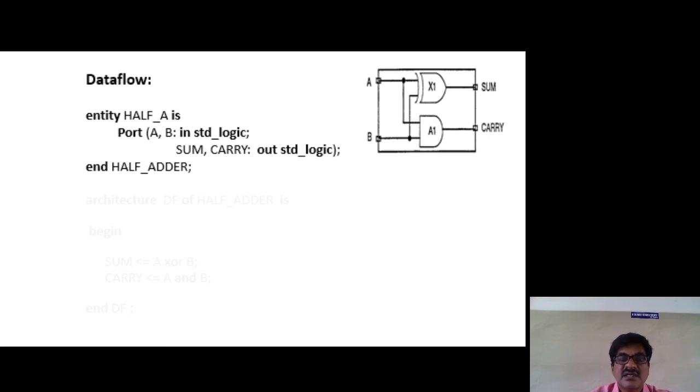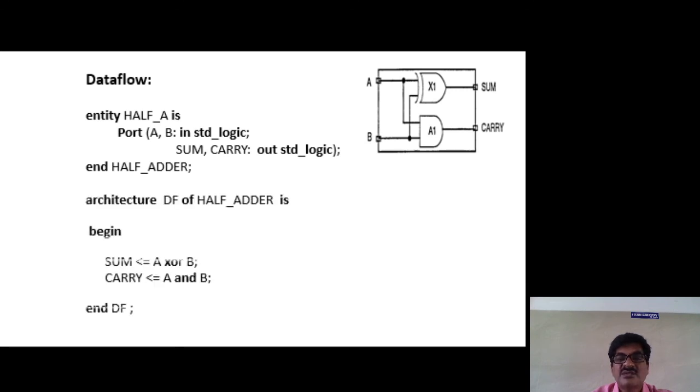We have already seen the entity declaration for the half adder in this same class. Now coming to the architecture body, what is the syntax? The syntax of architecture is the word architecture, and I am giving the name df, of entity name half adder, is. Here there are no declarations, that's why I have directly written begin. After begin, the statements are in the data flow style.